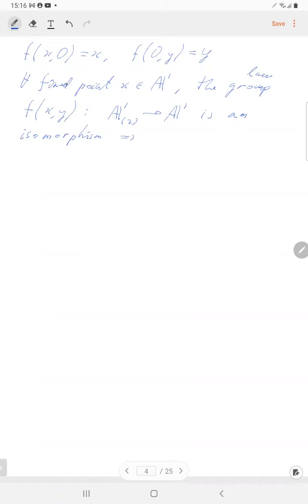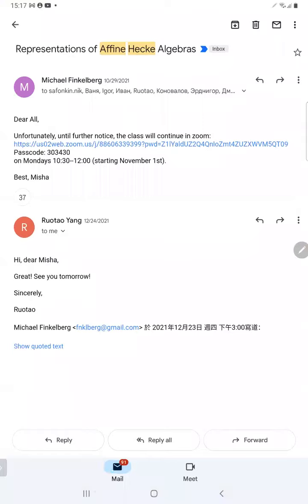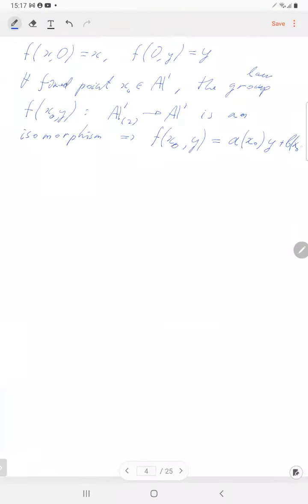But then it means that f of x naught and y is a linear map. A of x naught times y plus b of x naught. Oops, sorry. What did I do? Pardon me. What was the question?